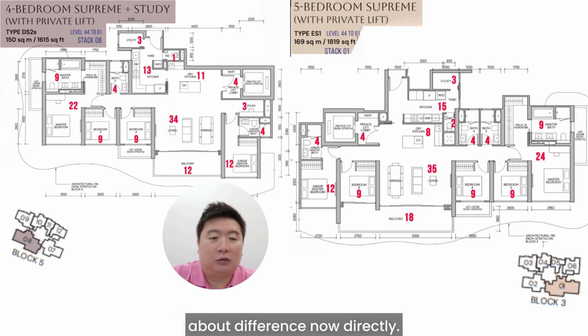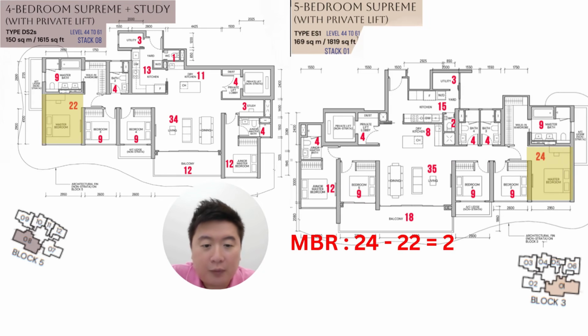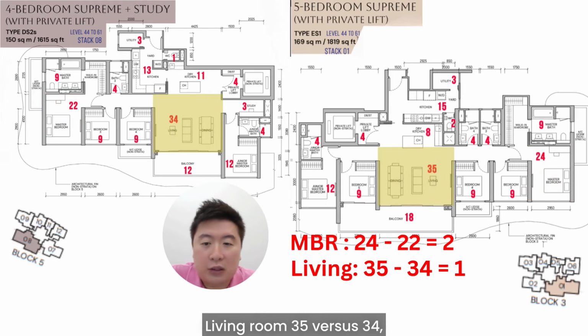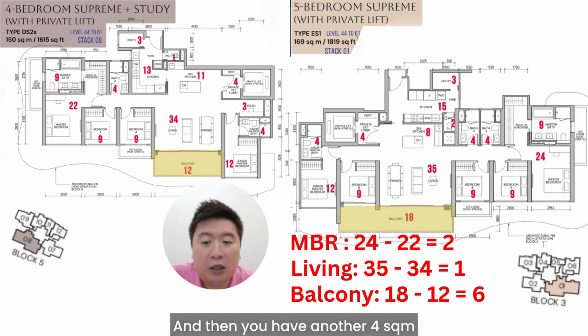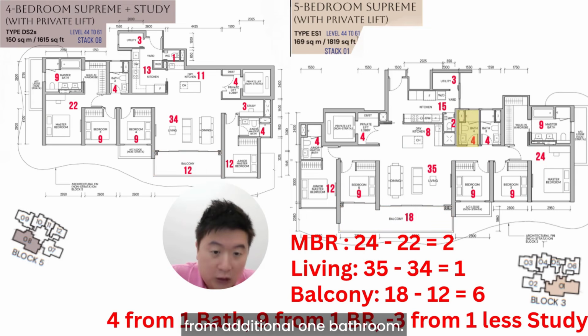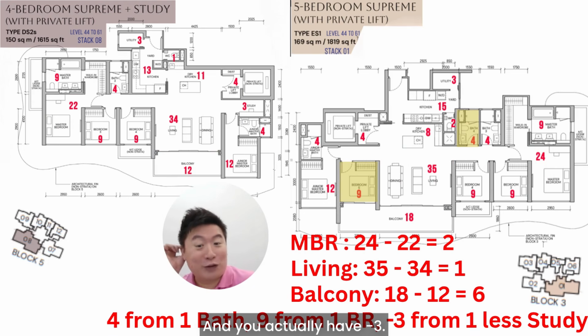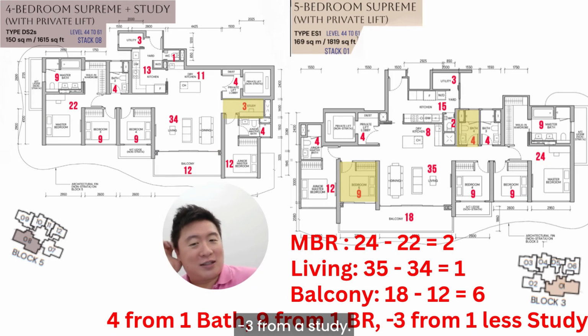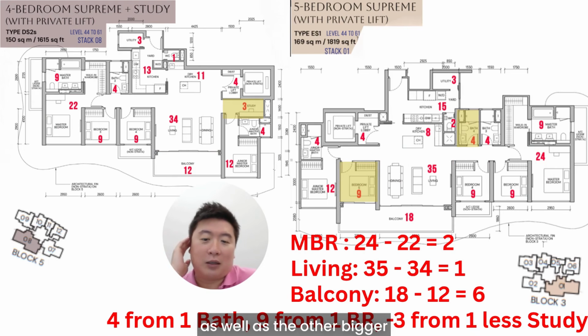So maybe let's just talk about the difference directly. Master bedroom, 34 square meter versus 22 square meter. Both of them are big enough to put your vanity table. Okay, 2 square meter difference. Living room 35 versus 34. Balcony 18 versus 12, 6. And then you have another 4 square meter from an additional bathroom. You have 9 square meter from one additional bedroom. And you actually have minus 3 from a study, because 4 bedroom Supreme has plus study versus 5 bedroom Supreme. So you lose one study, but you get one whole big bedroom, as well as the other bigger areas that I talked about.